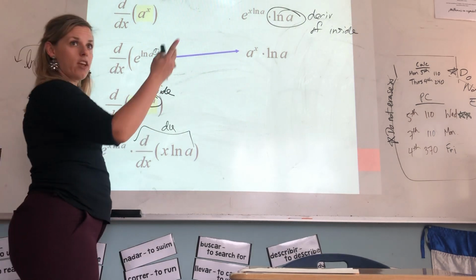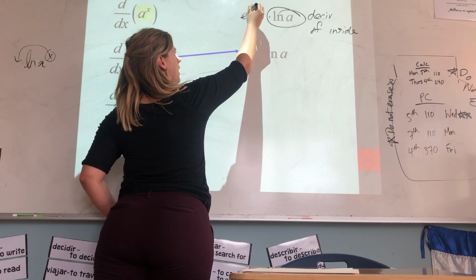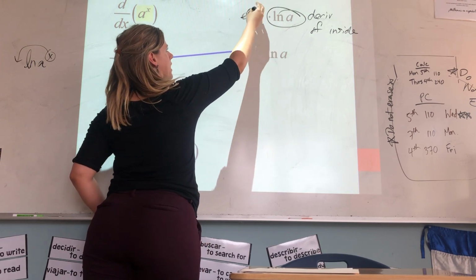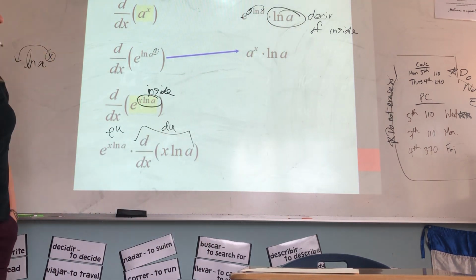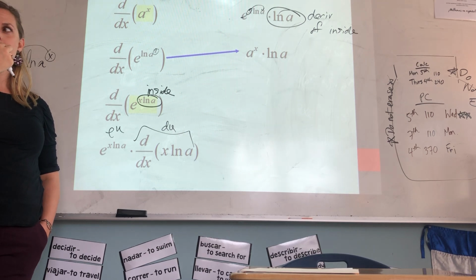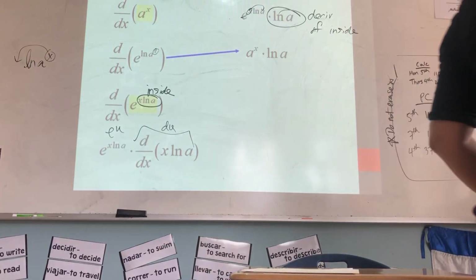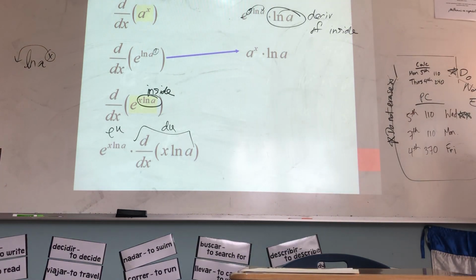And then I can recancel this back. See how I can put this back up and recancel the e and the ln and make it a to the x again.